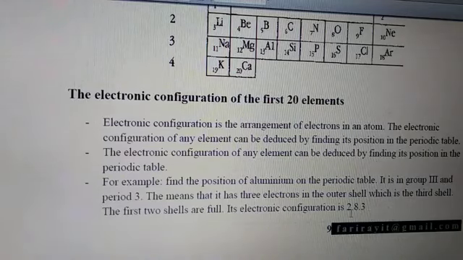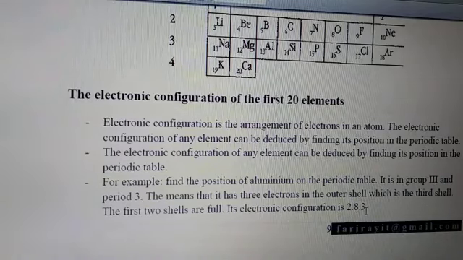Whenever you're asked to write down the electronic configuration of any element, you need to know that the first shell is going to be 2 electrons. The second shell must be filled with 8 electrons, just in case you have got more than 8 electrons, right? So this is the electronic configuration of sodium. Sodium has got 11 protons. So the first shell gets filled with 2 electrons.